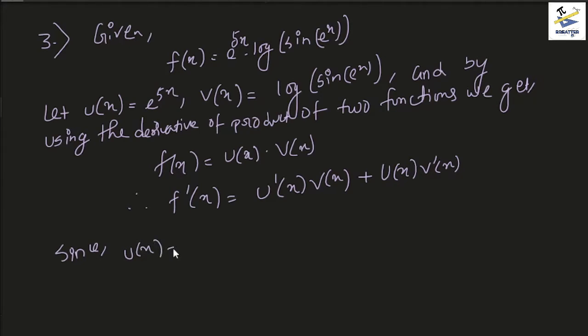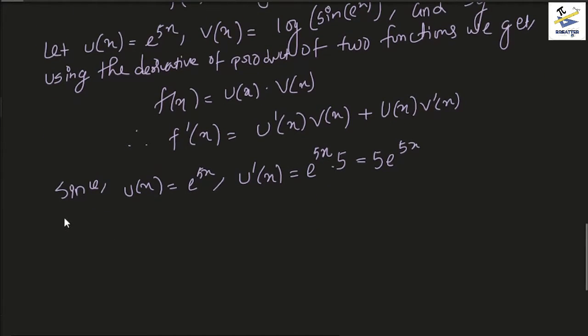u of x equals e to the power 5x, this one is an easy one to differentiate because you just find out the derivative of e to the power x first, which is e to the power x itself. So this thing will repeat itself multiplied by 5 because of the 5x. Okay, so this is just 5 e to the power 5x. Now for v of x, things are a bit different.